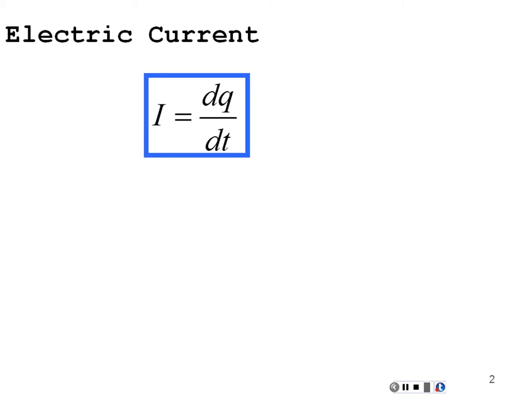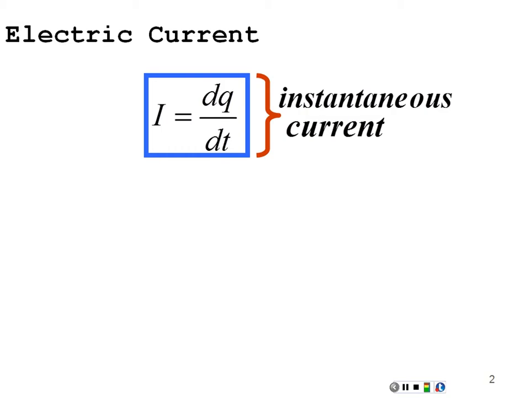So now that we know about capacitor circuits, let's take a look at resistor circuits. To get us started, let's define what we call electric current. We define current, which we designate by I, as being the infinitesimal amount of charge that passes a point in an infinitesimal amount of time. That would be instantaneous current.